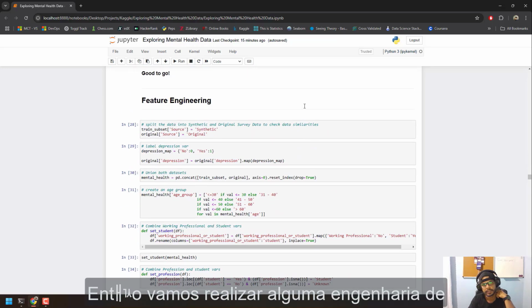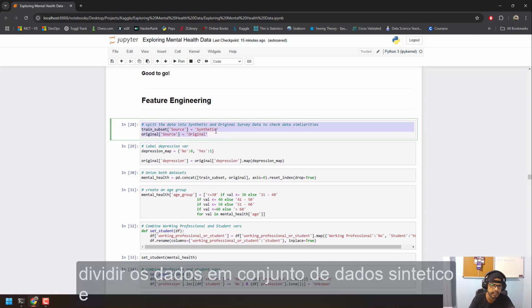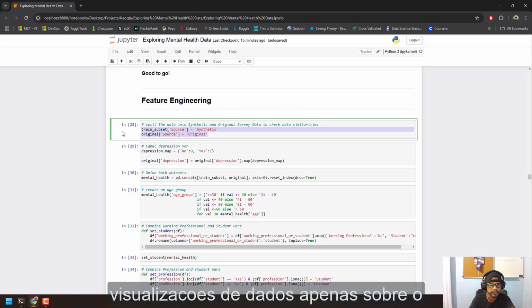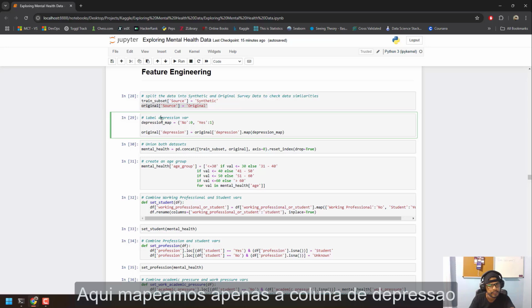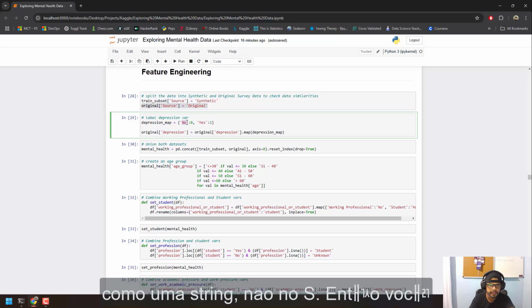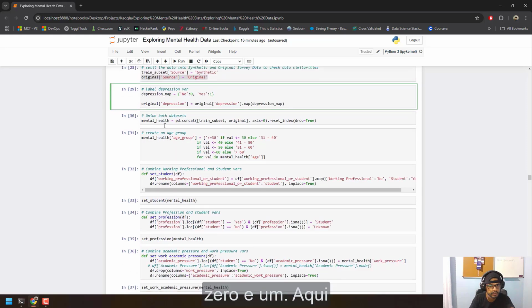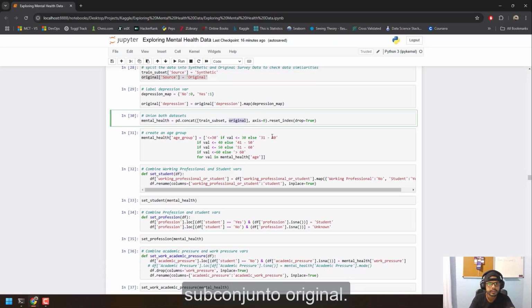So we're going to perform some feature engineering. First, I started by splitting the data into synthetic and original data sets. So I'm going to perform the data visualizations just over the original data set. Here we just mapped the depression column. In the data set, it is set as a string, no and yes, so we set it as a binary, zeros and one. Here we concatenate the train subset and the original subset.